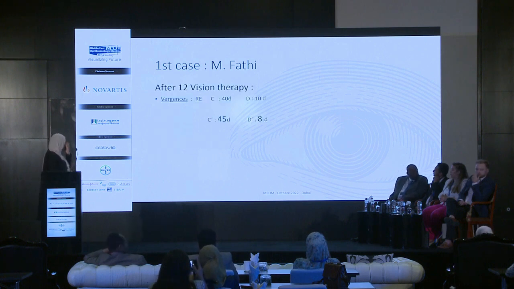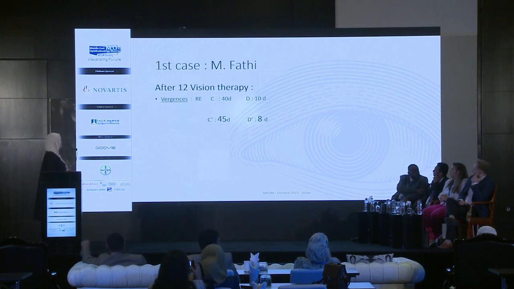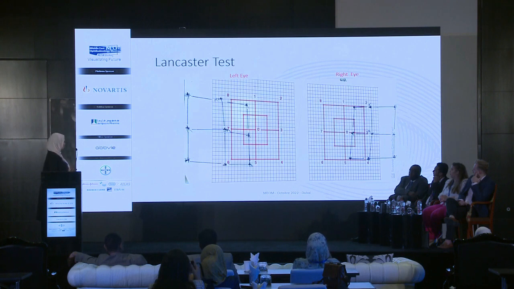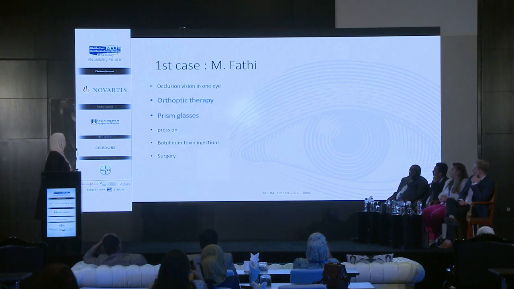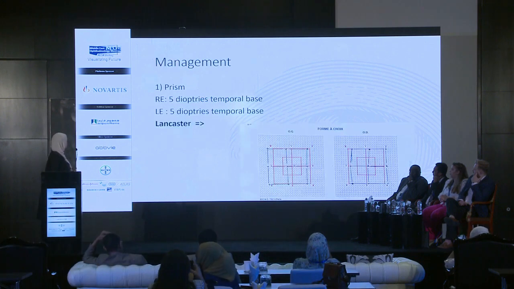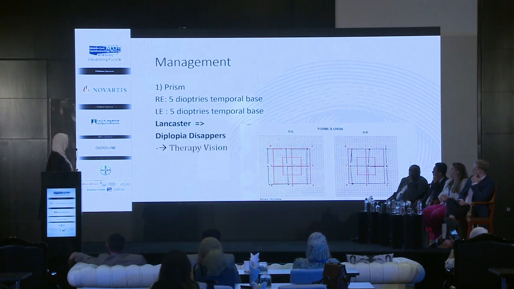After 6 months of vision therapy, we remark that we have better convergence than at the beginning, but diplopia persists. So we do the Lancaster test, and we give him prism glasses, 5 dioptres temporal base for each eye. And this is after prismation, and diplopia disappears. And we continue with vision therapy.